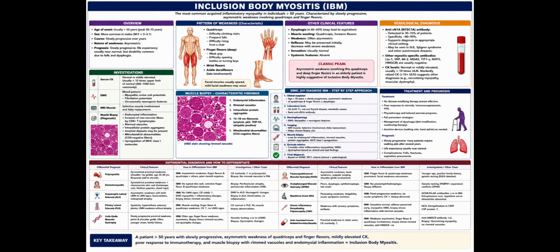Oculopharyngeal muscular dystrophy. Oculopharyngeal muscular dystrophy may resemble IBM because both conditions can present in older adults with dysphagia. However, ptosis and ophthalmoplegia are common in oculopharyngeal muscular dystrophy, but are unusual in IBM. Genetic testing confirms the diagnosis.